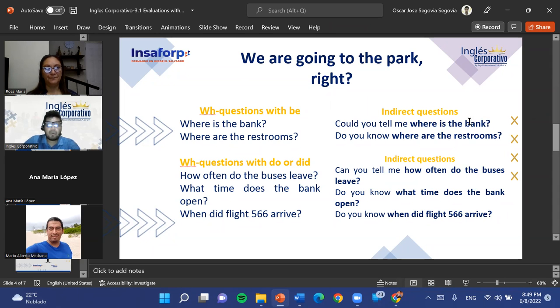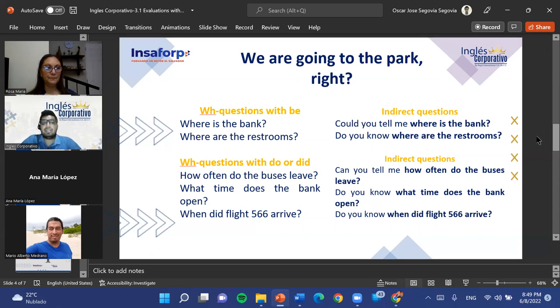Could you tell me where is the bank? ¿Podría decirme dónde está el banco? Si esta persona no sabe, como les mencionaba antes en el ejemplo, ¿verdad?, si está en la misma situación que nosotros, está también tratando de encontrar un lugar, de ubicarse en donde se encuentra, no se va a sentir quizá tan mal de no poder ayudarles.